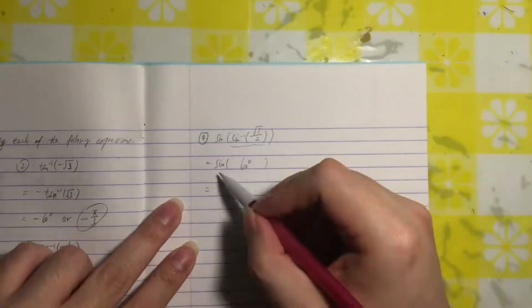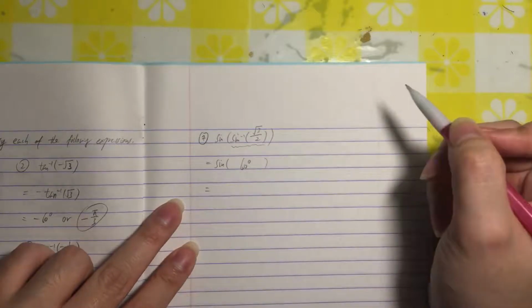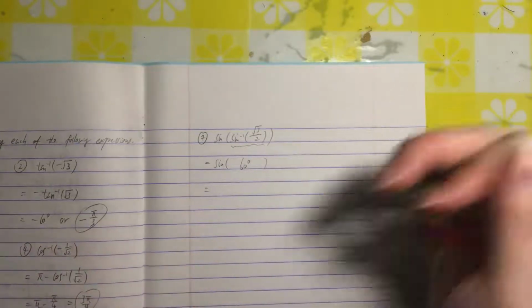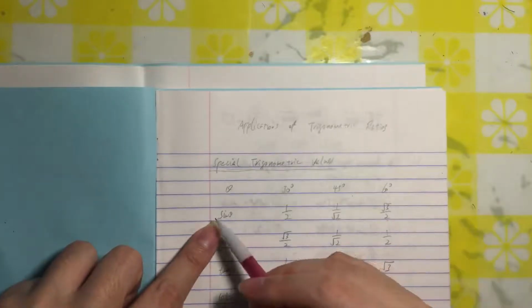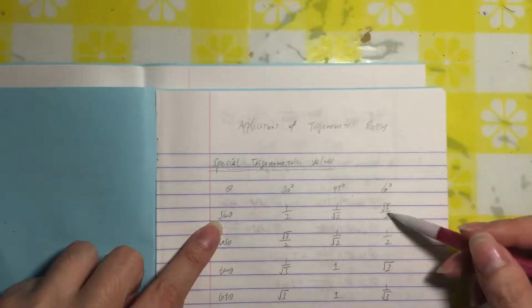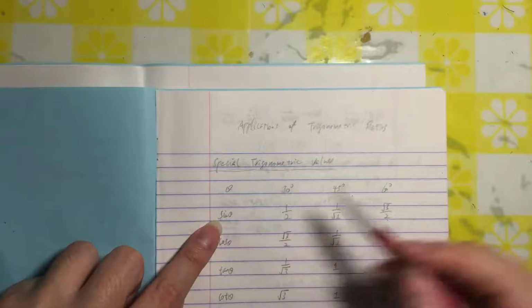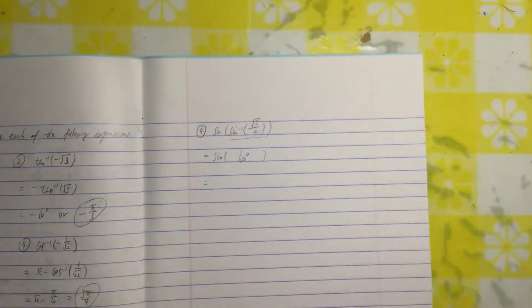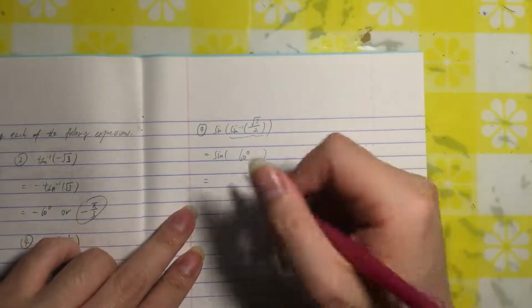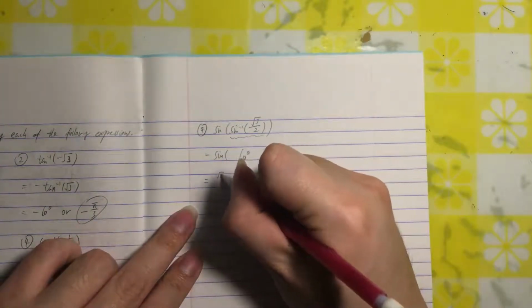Next, let's evaluate sine of 60 degrees. What's sine of 60? Sine of 60 is radical 3 over 2. So sine of 60 is radical 3 over 2. That's the final answer.